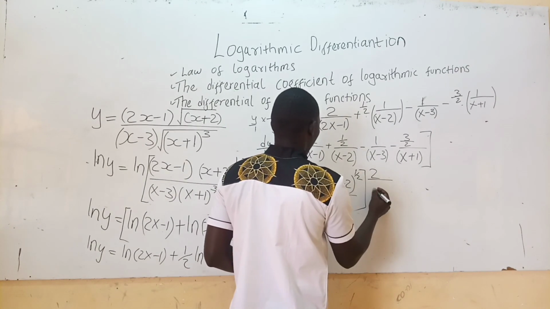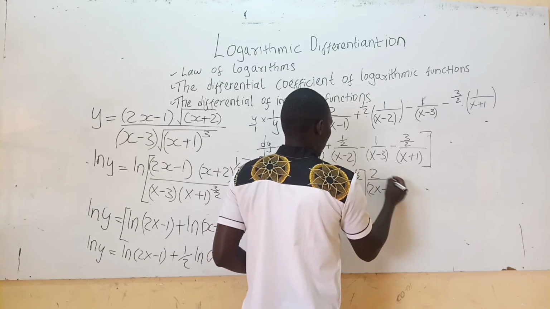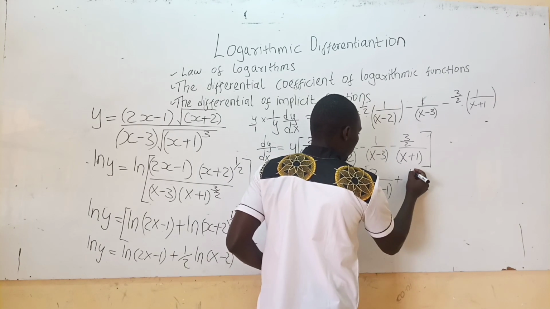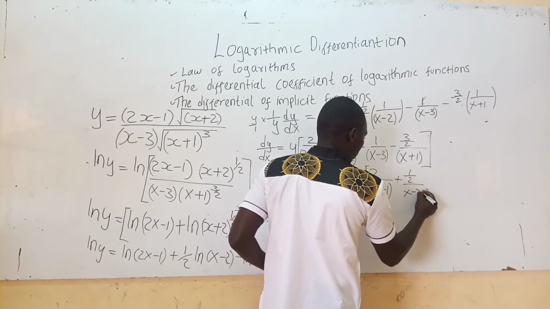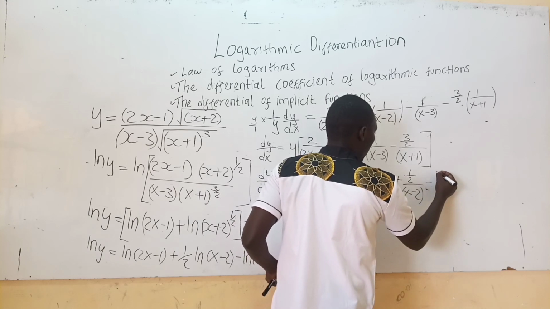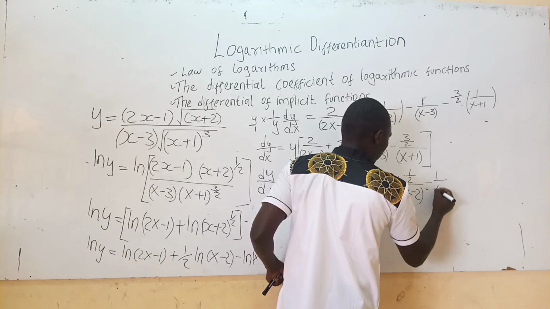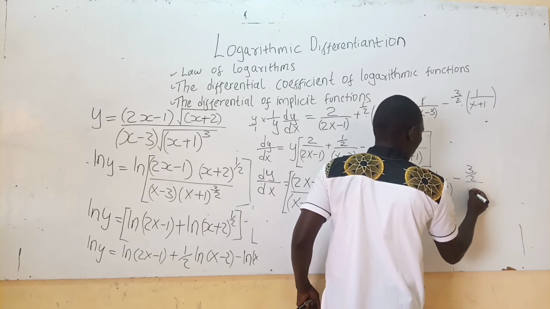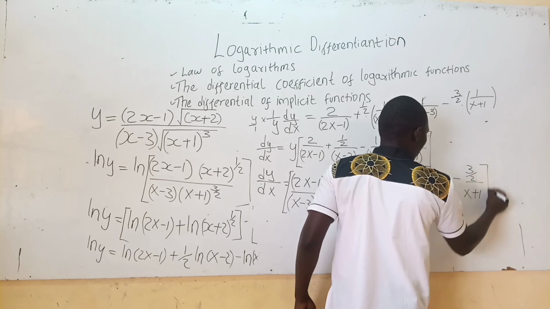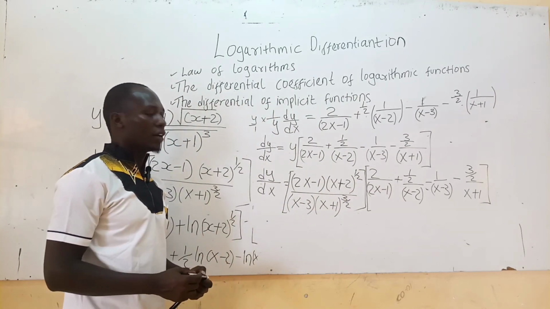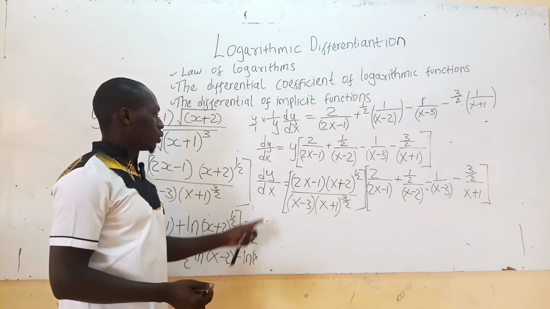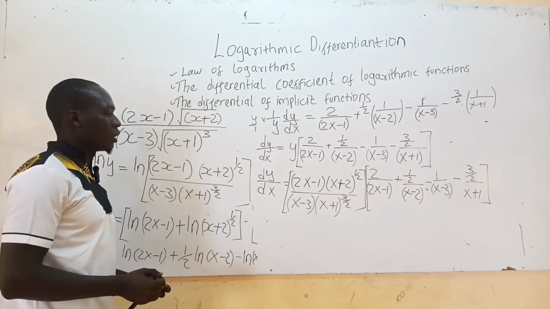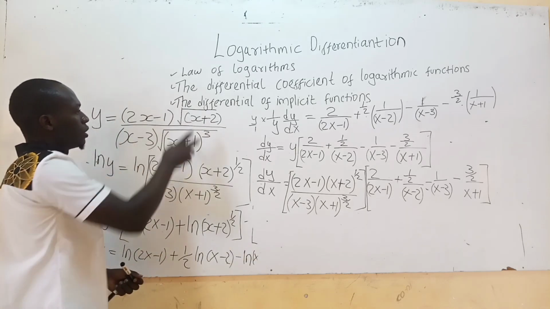So we are going to have 2 all over. We add 2. We subtract from. And this is what we are going to have as our answer in case you've been asked to differentiate, to have the differential of this one. This is how you apply the rule of logarithm in differential of this complex function.